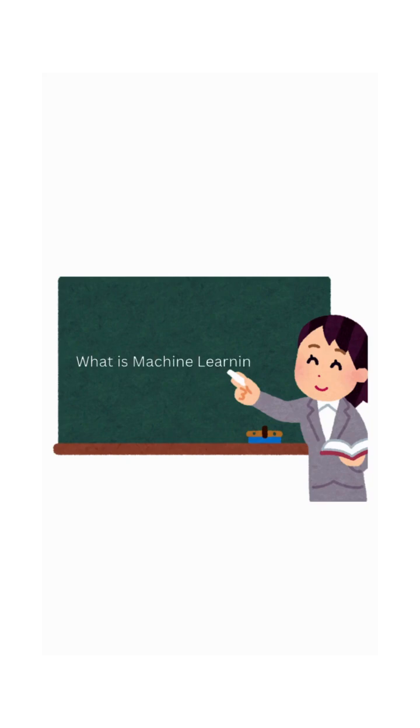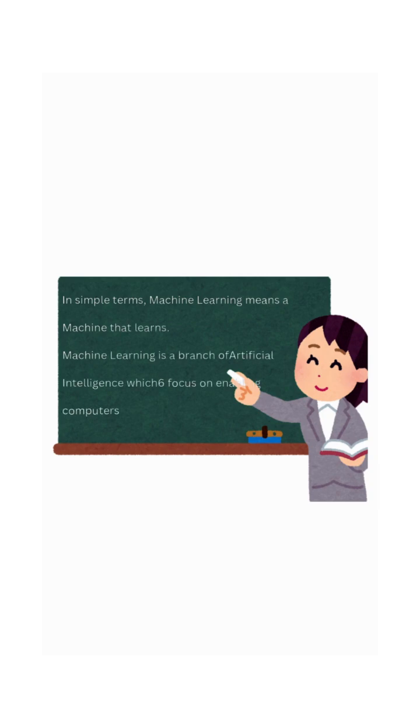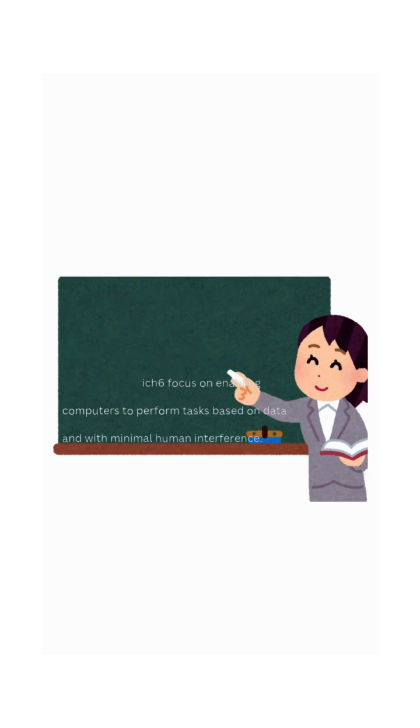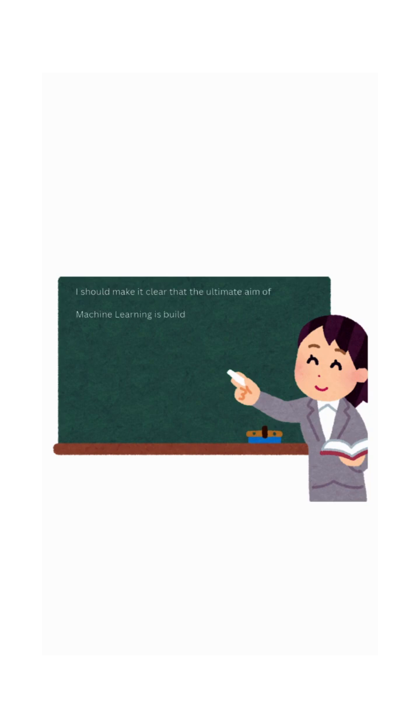What is machine learning? In simple terms, machine learning means a machine that learns. Machine learning is a branch of artificial intelligence which focuses on enabling computers to perform tasks based on data and with minimal human interference. I should make it clear that the ultimate aim of machine learning is to build intelligent systems which can learn from data, identify patterns, and make decisions to help humans, not to replace them.